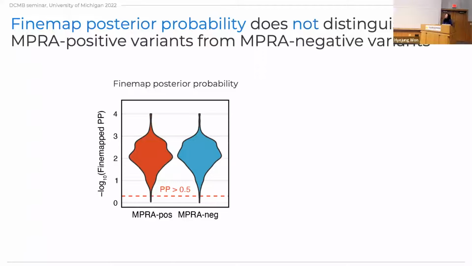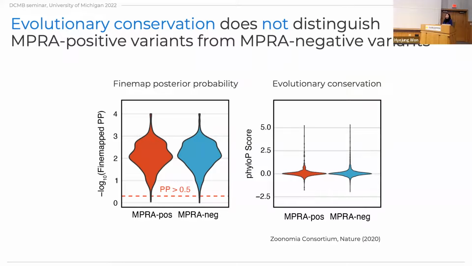Secondly, we wanted to see whether fine-mapping posterior probability differs between MPRA-positive and negative variants. And again, the simple answer was no. The fine-mapping algorithm can potentially narrow down the SNP list, but posterior probability itself does not provide any meaningful information about regulatory activity. In addition, there was also no difference in evolutionary conservation between MPRA-positive and negative variants. This was calculated and inferred recently by the Zoonomia Consortium by comparing roughly 240 mammalian species genomes.